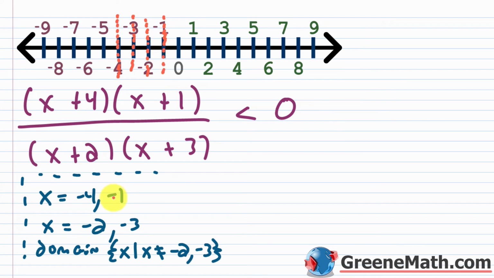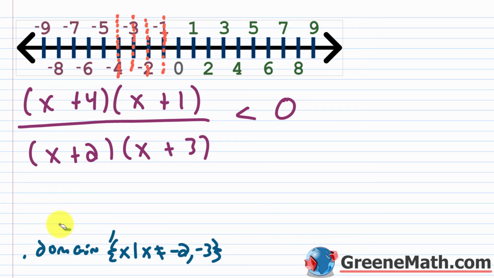Now you can actually get rid of this. Again, these two values up here, this negative 4 and this negative 1, those make the numerator 0. So you would get 0 is less than 0, which is false. So none of the critical values are going to work. So you can just get rid of it right now. And you can keep your domain there for clarity if you want, or you can get rid of it at this point. You really don't need it.